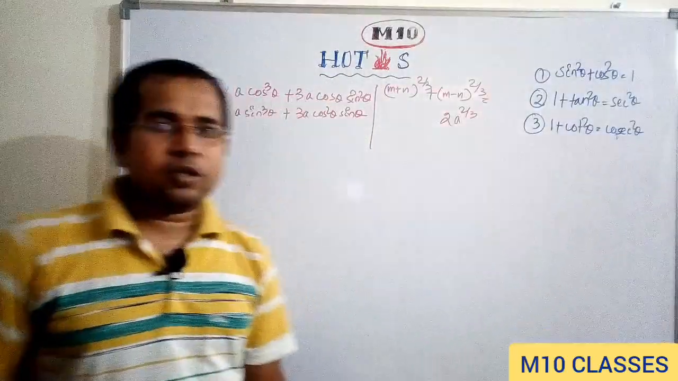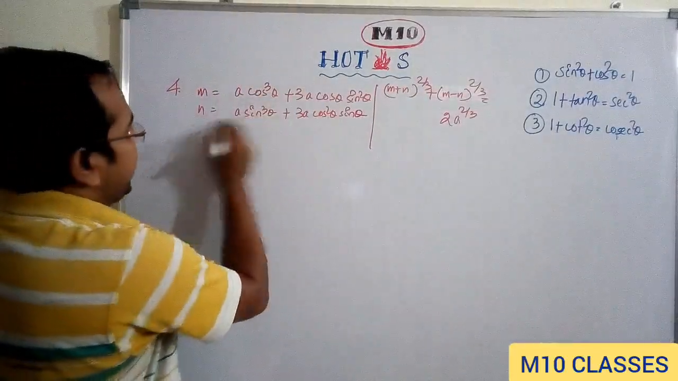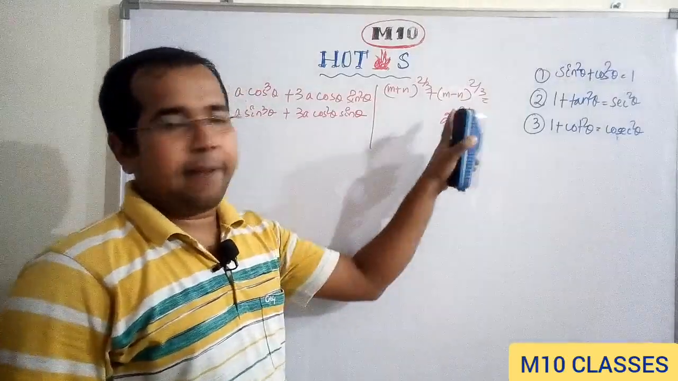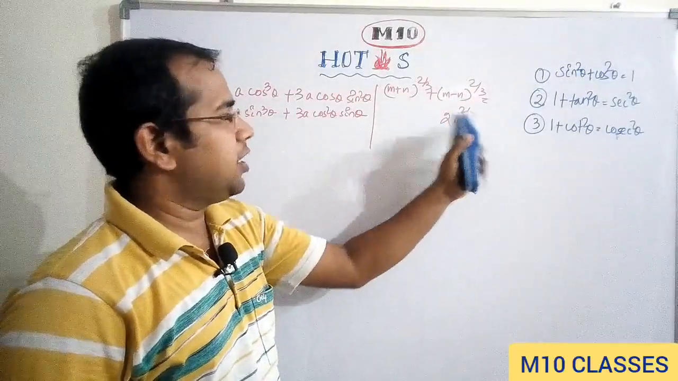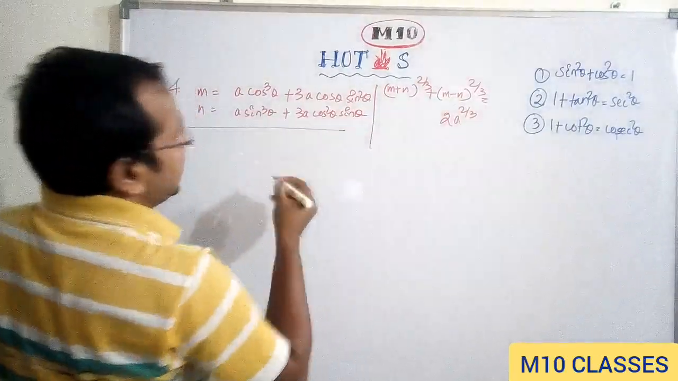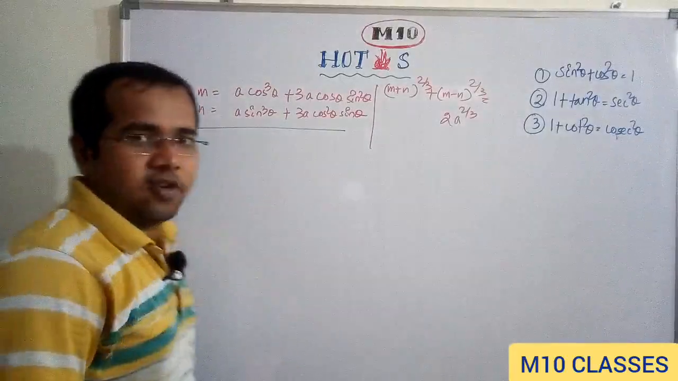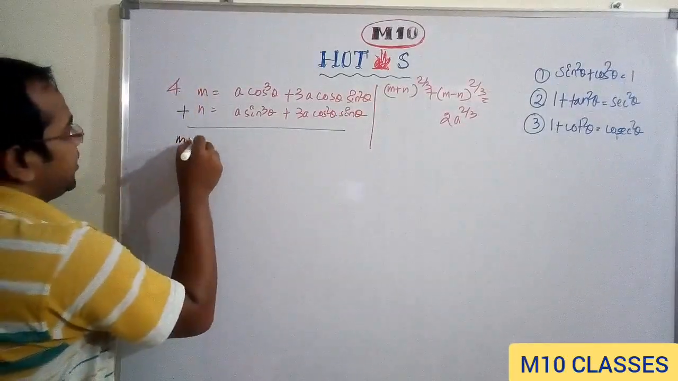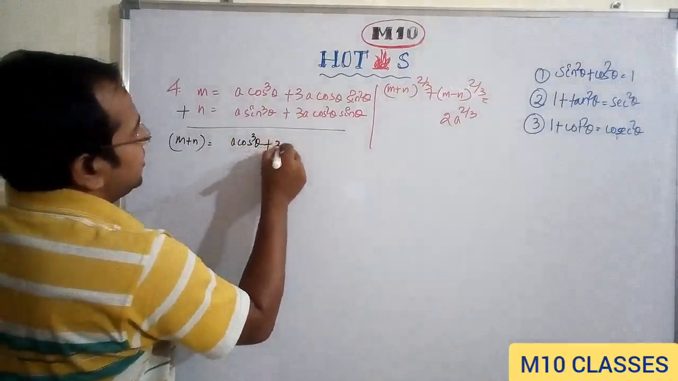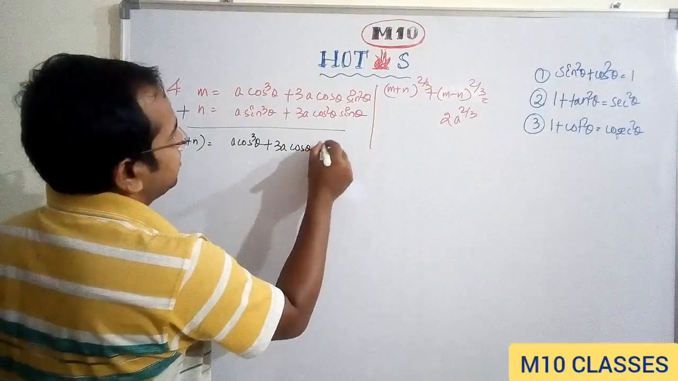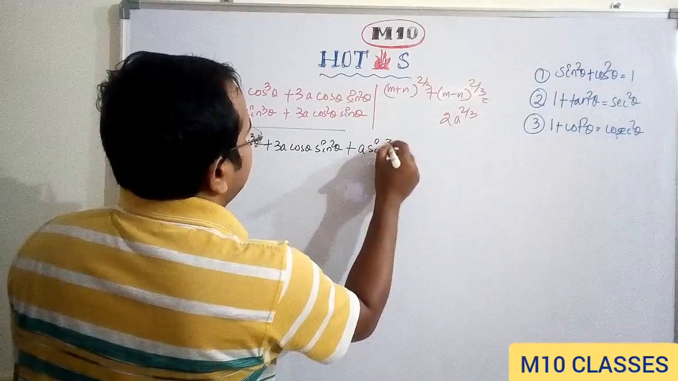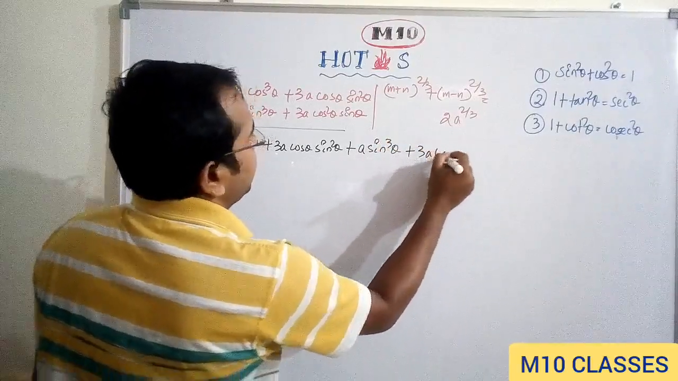It is given m is this one, n is this one. You need to find (m plus n) to the power 2 by 3 and (m minus n) to the power 2 by 3. If you add them, you are going to get this value. So in the first step, let us add m plus n. What will you get? m plus n is a cos cube theta plus 3a cos theta sin square theta plus a sin cube theta plus 3a cos square theta sin theta.